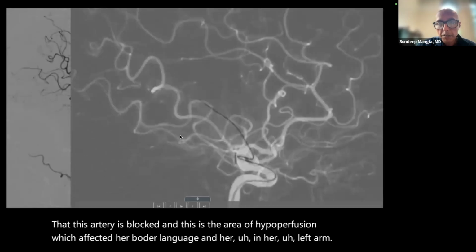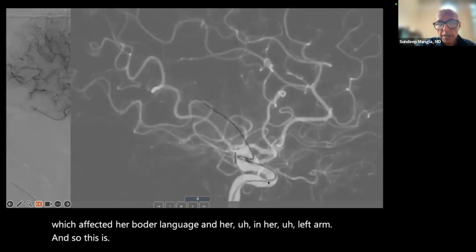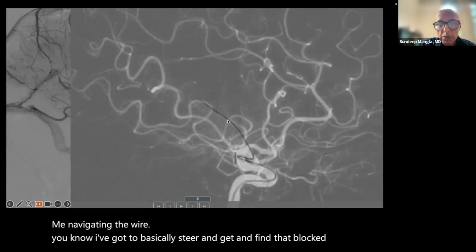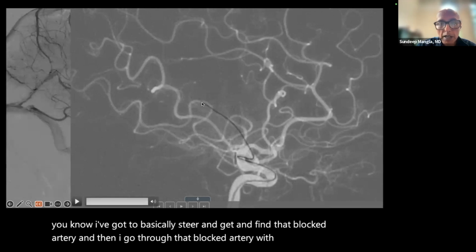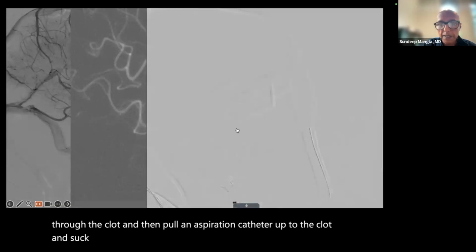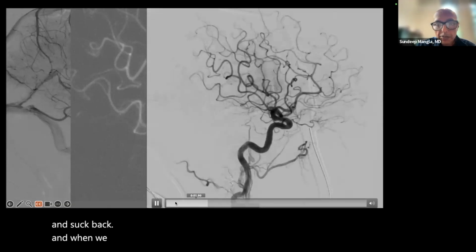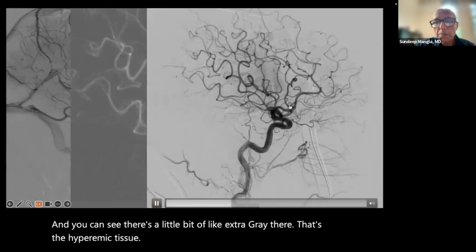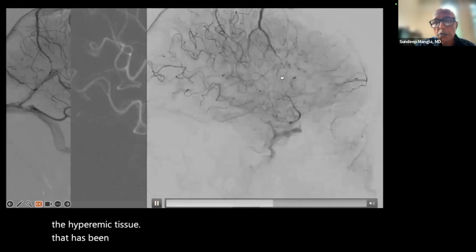And so this is me navigating the wire. I've got to basically steer and find that blocked artery. And then I go through that blocked artery with the wire through the clot, and then pull an aspiration catheter up to the clot and suck back. And when we look at the final result, you can see the artery that was missing has now been restored. And you can see there's a little bit of extra gray there. That's the hyperemic tissue that has been ischemic, is now receiving perfusion.